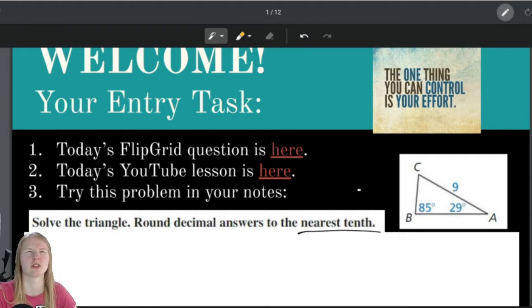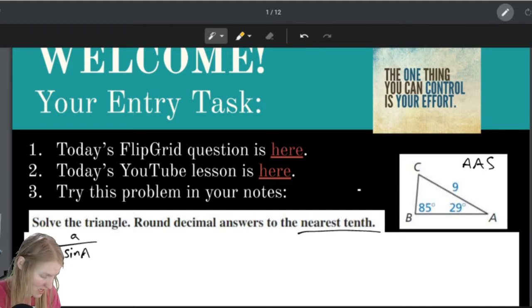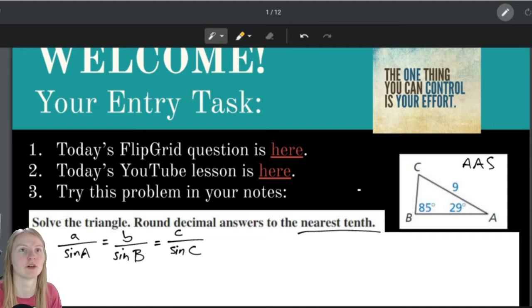Let's see, yesterday when we solved triangles, we used the law of sines. And I can tell that I have angle, angle, side here. And I know that whenever I have angle, angle, side, I'm going to use the law of sines. But what was the law of sines? Let me make sure that I remember that. The law of sines said that side a over sine of angle A is equal to side b over sine of angle B, which was equal to side c over the sine of angle C.